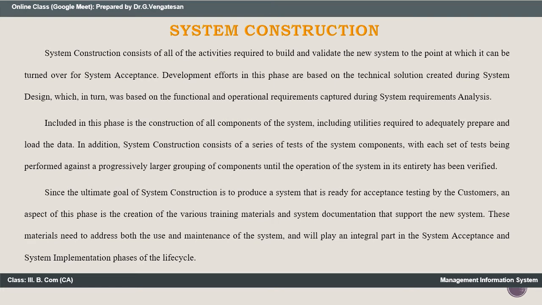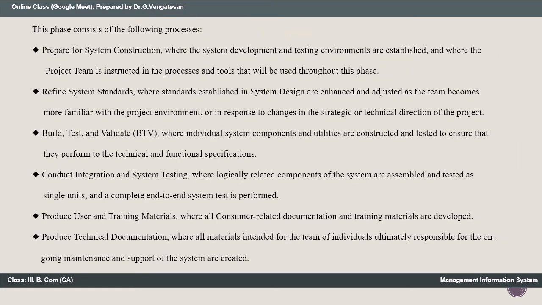The ultimate goal of this system construction is to produce the acceptance test by the customers. So this system material and system documentation will all be helpful for the system acceptance and system implementation of the system lifecycle. This phase consists of the following processes, that is, system construction will consist of the following points.